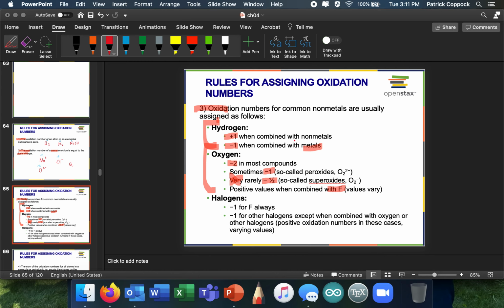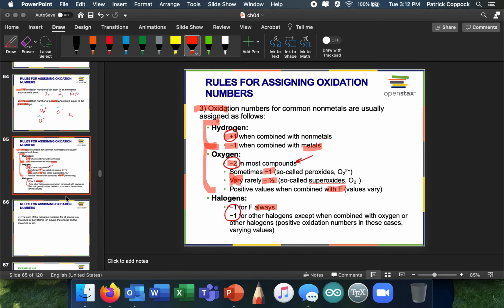You want to memorize really that oxygen is usually -2. It's rarely -1 and even more rarely these other things. So hydrogen is usually +1, oxygen is usually -2, halogens are usually -1. For fluorine, it's always -1 when it's in a compound, and for the other halogens, it's -1 if it can be. We'll practice this in great detail.